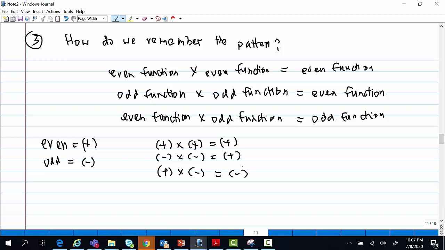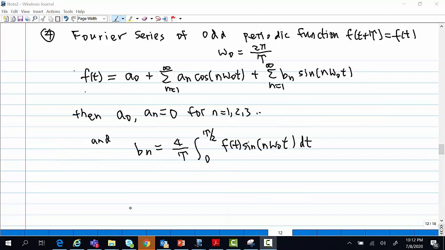What does the result look like? Now, we are going to look at how the Fourier series of an odd periodic function with period T simplifies. We know the Fourier series has a0, an, and bn. Now, for an odd periodic function, a0 and an are equal to 0 for all n, and bn becomes 4 over T, integrated from 0 to T over 2, f(t) sine n omega 0 t dt.